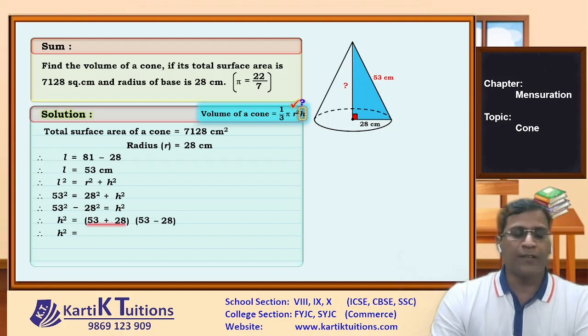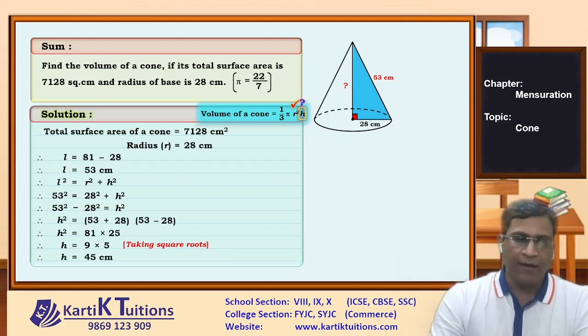So 53 plus 28 will give us 81. 53 minus 28 gives us 25. Now देखो 81 and 25 both are perfect squares. So we can easily get the square root. The square root of 81 is 9 and the square root of 25 is 5. So 9 into 5 becomes 45. So your height is nothing else but 45 centimeter.